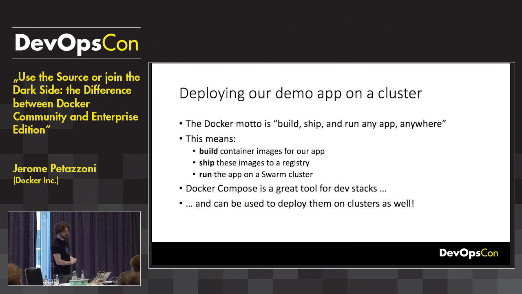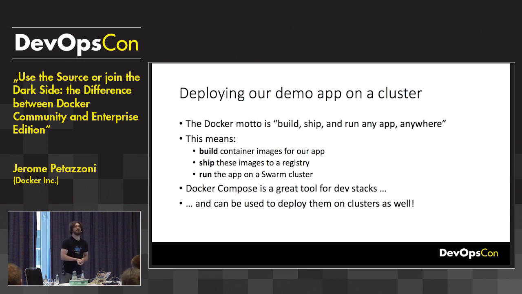Okay. Enough marketing slides. How do I deploy an application on a cluster when I'm using the Community Edition and the Enterprise Edition? The Docker motto is build, ship, and run any app anywhere.